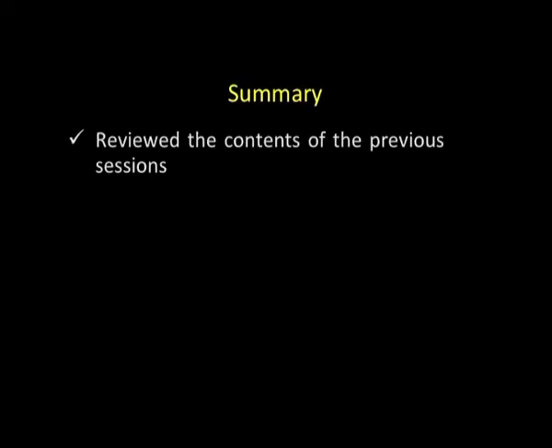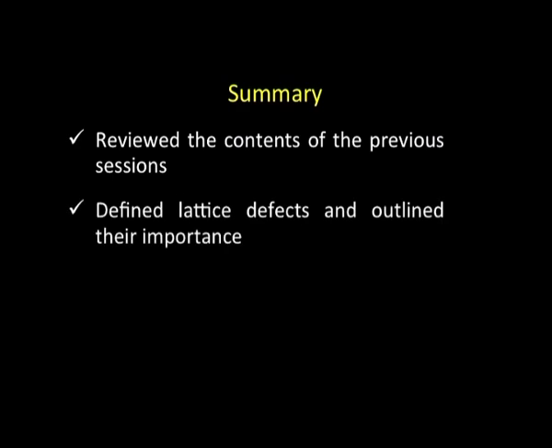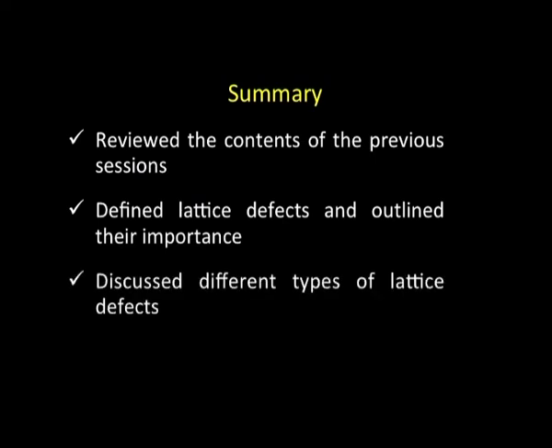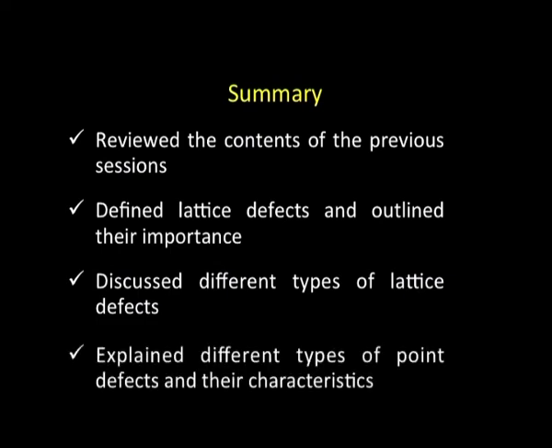Let us quickly sum up what we have done today. We reviewed the contents of previous sessions, and then defined lattice defects and outlined their importance. Having done that, we moved on to discussing different types of lattices. We classified lattice defects, and then discussed different types of point defects and their characteristics. In the next session we will move on to metallic bonding, that is, what kind of bonding is there in metals. Thank you.